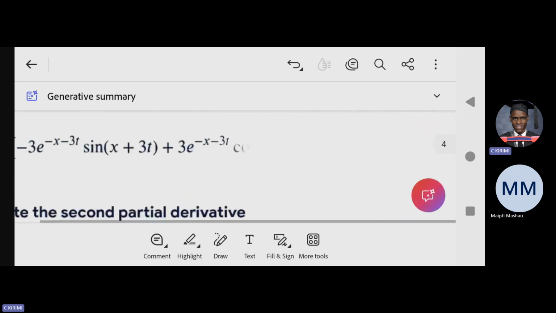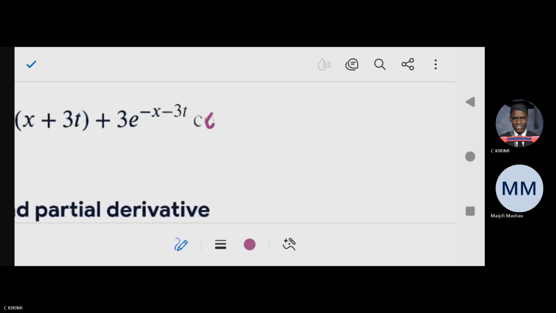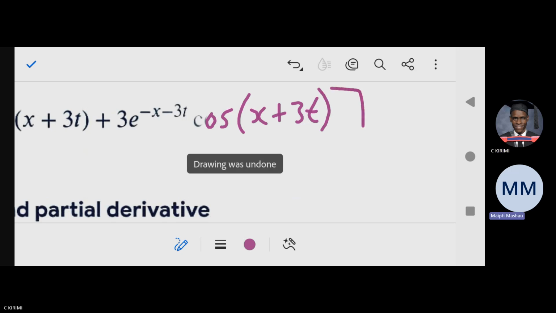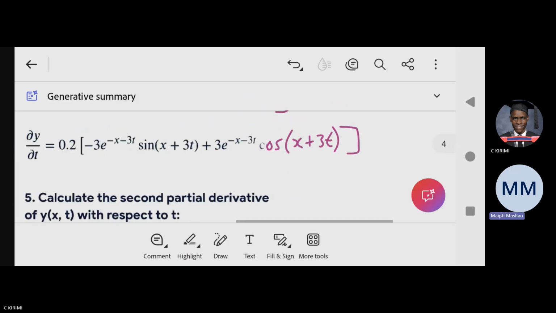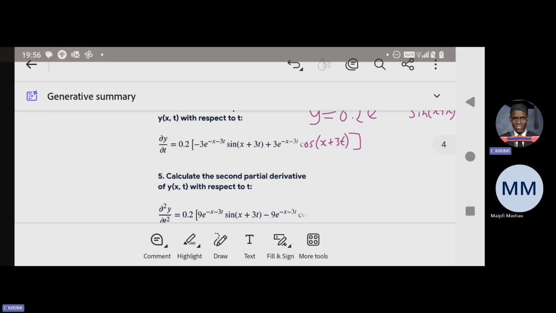So which means now if you are completing this one, it will be plus cos bracket x plus 3t. Then you close your square bracket. Are we together then? Now you differentiate again, which means now we are going to be having 4 terms. We are going to be having 4 terms.